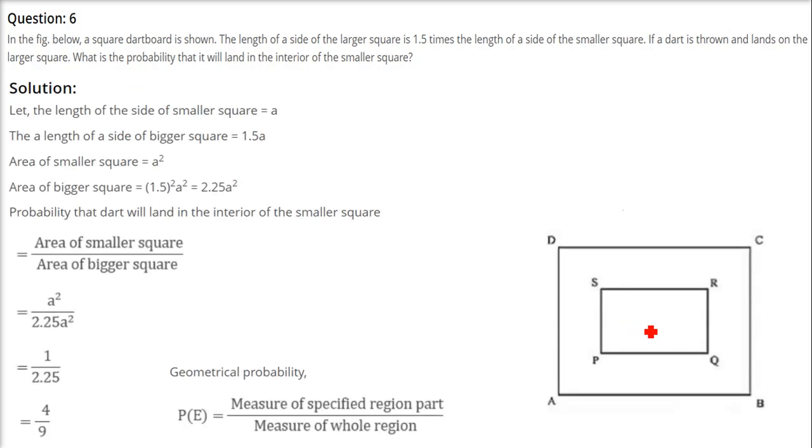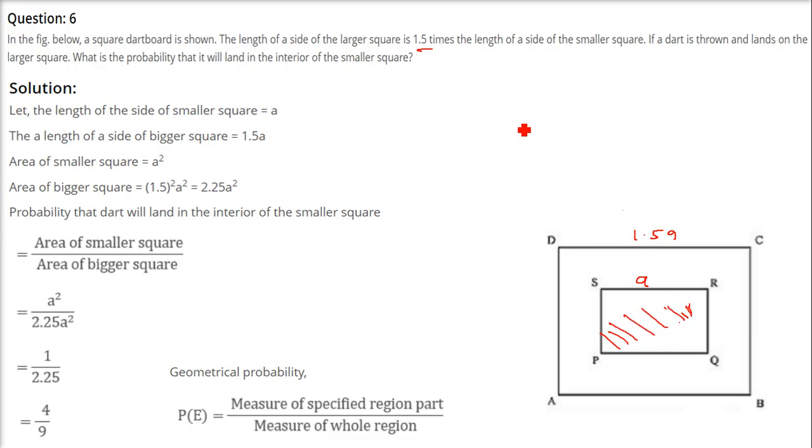Now we have a square dartboard which is shown. The length of the side of the larger square is 1.5 times the length of the side of the smaller square. So if you assume that the length of the smaller one is A, this will be 1.5A. If the dart is thrown and lands on the larger square, what is the probability that it will land in the interior of the smaller square? So this is our favorable region.